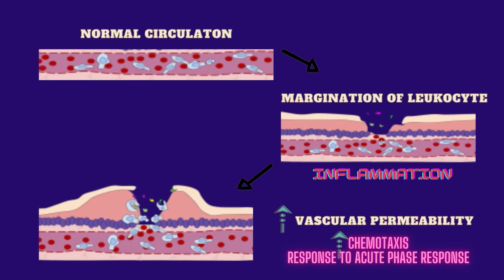Now, let's learn how the acute phase protein acts during inflammation. The first picture shows how a normal circulation is. The second picture shows the margination of leukocytes to the peripheral area near the endothelial cell, which is a response towards the acute phase protein. As for the third picture, it shows the increase of vascular permeability, allowing the leukocytes to penetrate the endothelial cell to migrate to the site of injury to promote both healing and homeostasis.